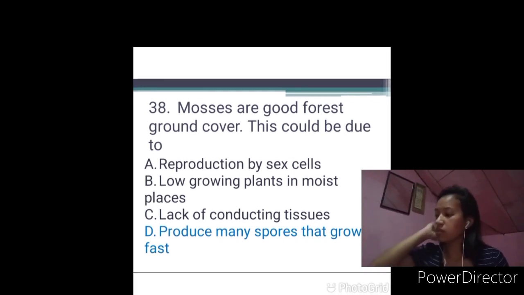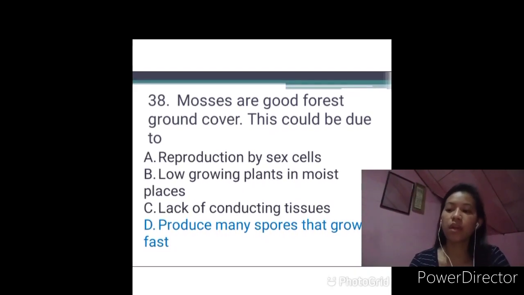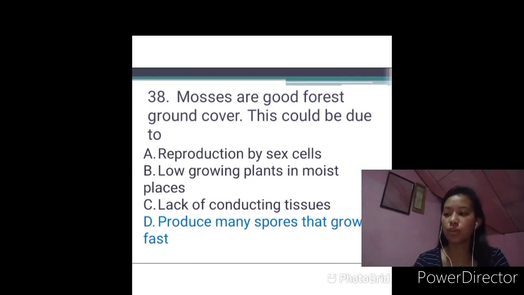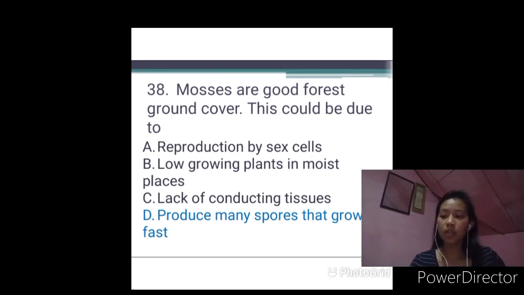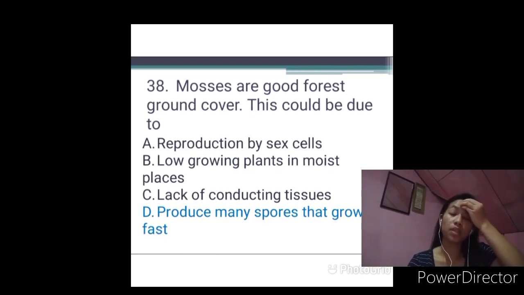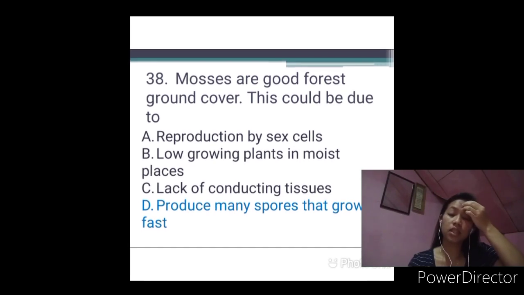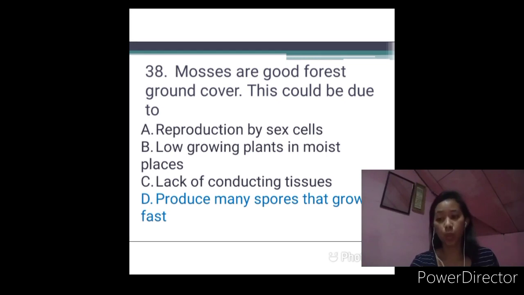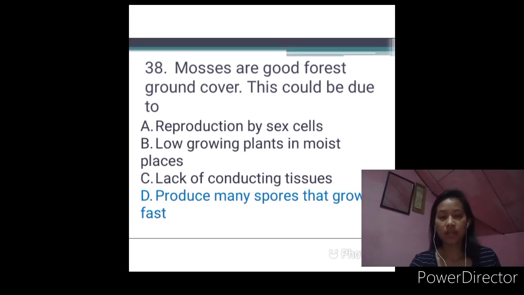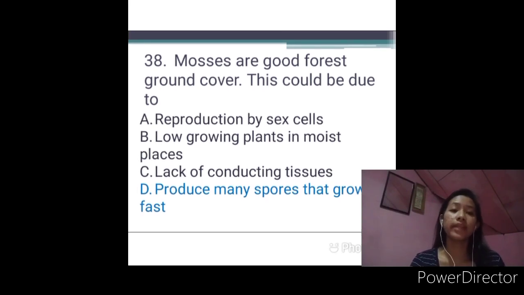So let's move on to number 38. So mosses are good forest ground cover. This could be due to A. Reproduction by sex cells. B. Low growing plants in moist places. C. Lack of conducting tissues. Or letter D. Produce many spores that grow fast. So the right answer here is letter D.